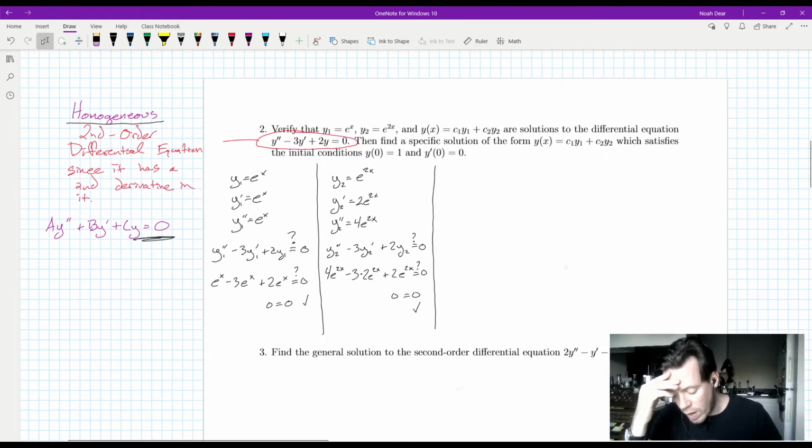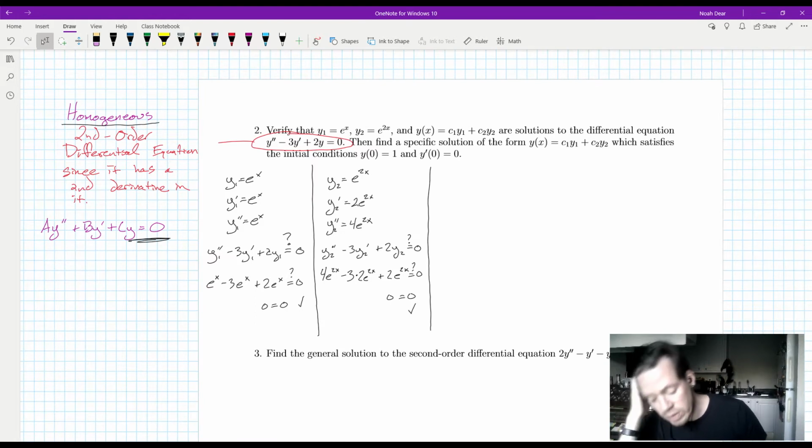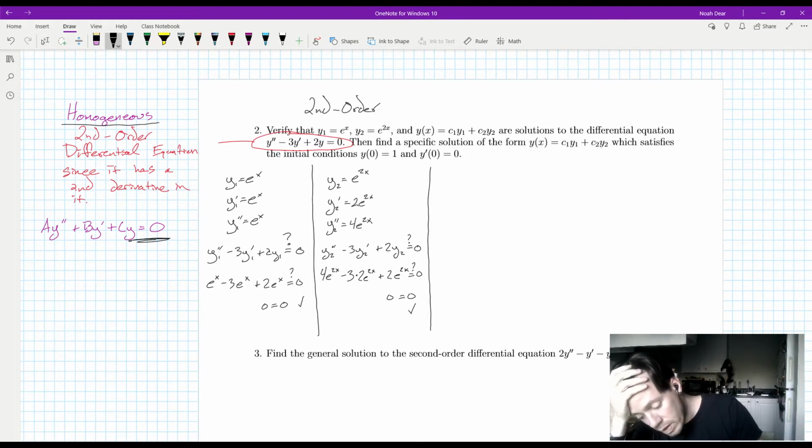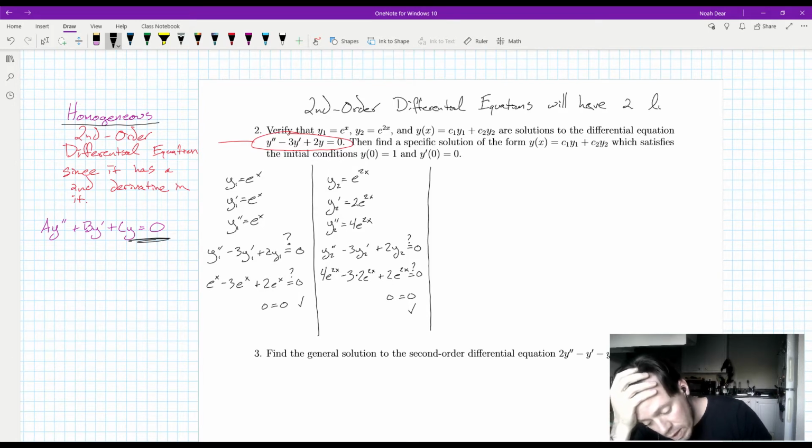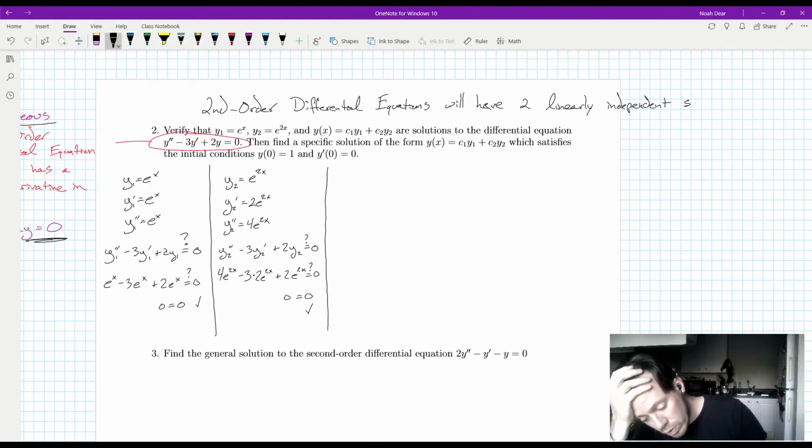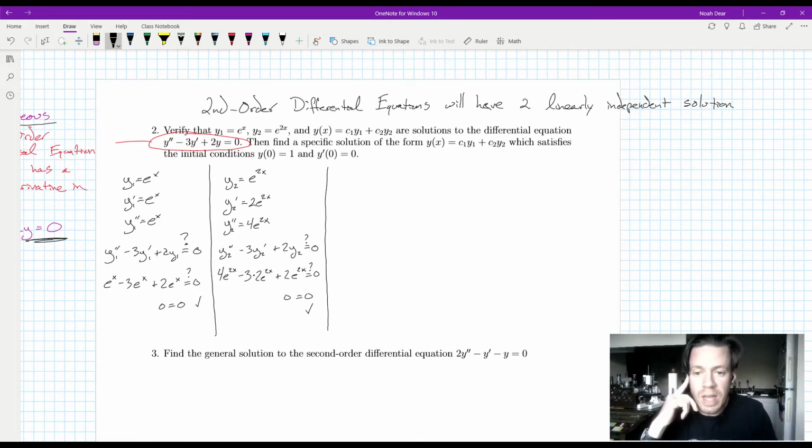And this is always going to happen for second order differential equations, is that we'll have two linearly independent solutions. So second order differential equations will have two linearly independent solutions. And what that means for our purposes is essentially that they aren't scalar multiples of each other.